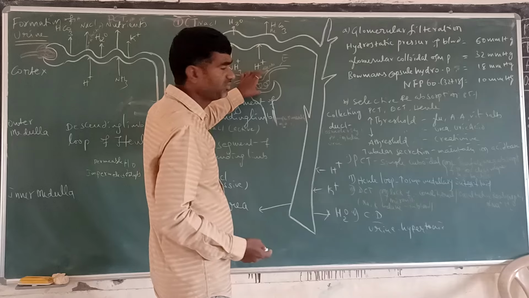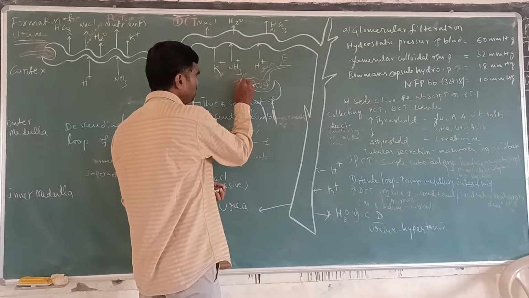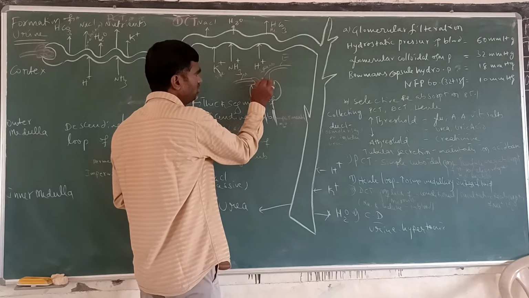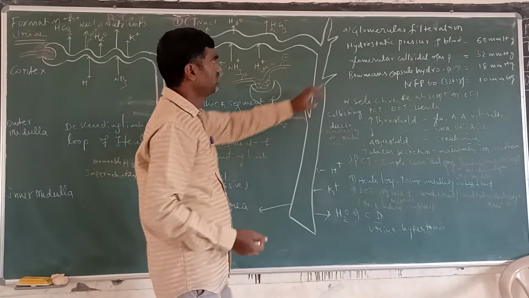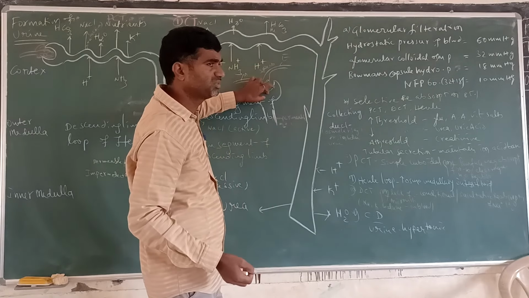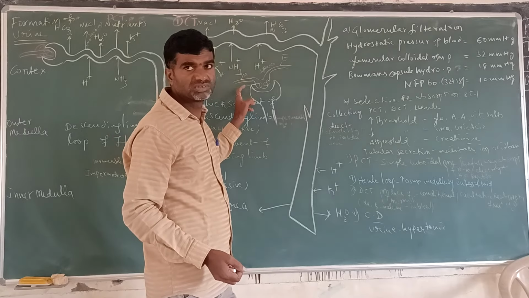Now here, H2O molecules are filtering. It contains blood. Here it is called glomerular filtration. It is the glomerulus, and it is the Bowman's capsule, a cup-like structure. Both together are called the Malpighian tissues.